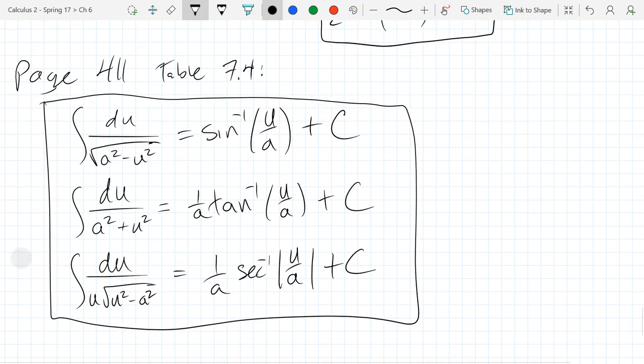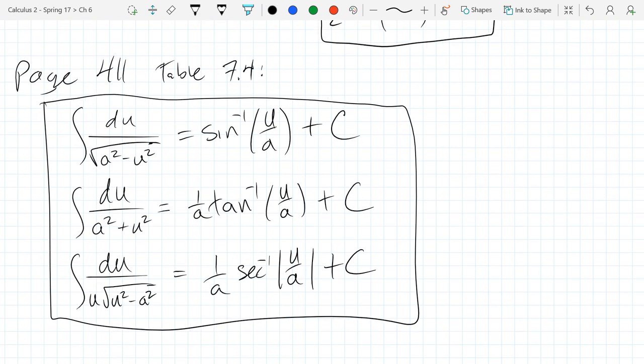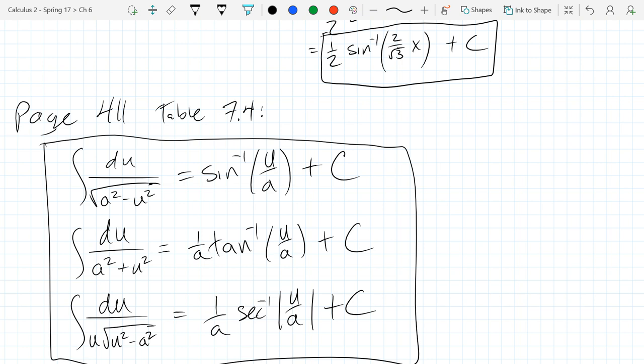I strongly recommend that you use these three as your antiderivative forms. They're a little bit more flexible. A doesn't have to equal 1. When A equals 1, this is exactly what we wrote down. So let's redo our last problem, except we'll use, let's see, we needed a sine inverse. We'll use this third one right here. So we're going to redo the last antiderivative, but use the first antiderivative here.